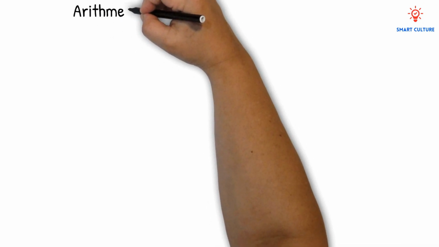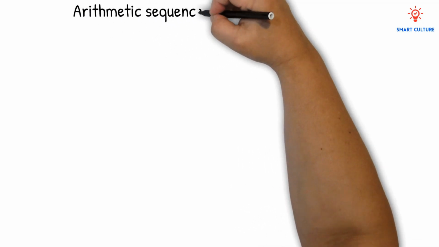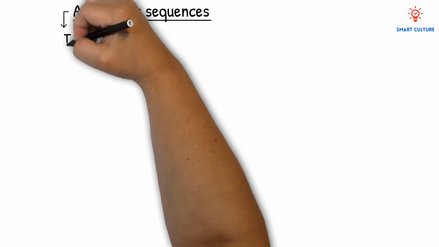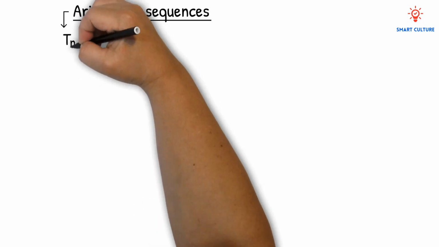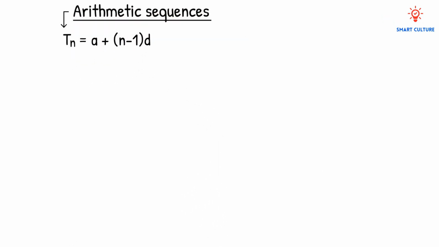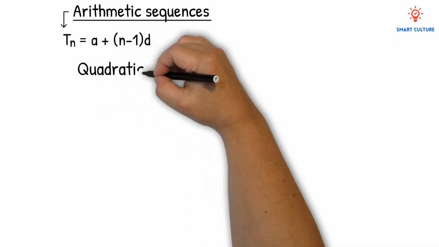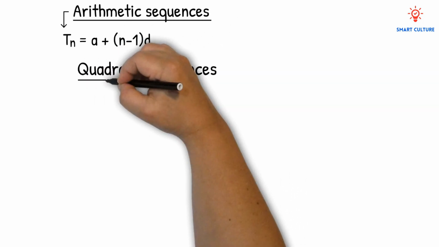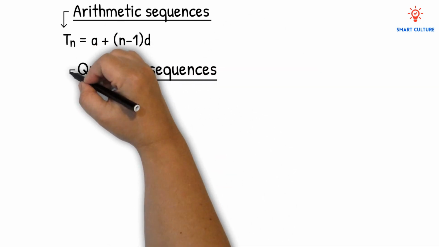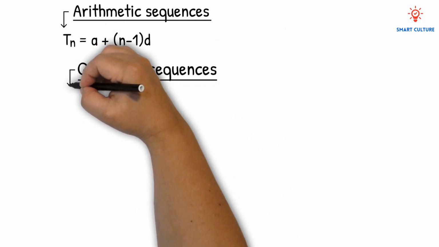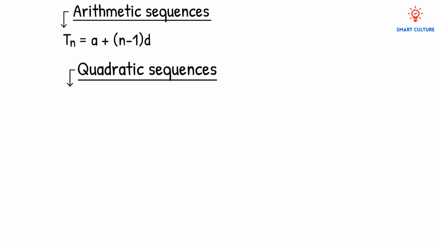Now, previously we've learned about arithmetic sequences, and we used this formula Tn is equal to a plus (n minus 1) d to determine the rule for the nth term. So this was all for linear sequences, and in today's lesson we'll move on to quadratic sequences. How do you think a quadratic sequence is different from a linear sequence?